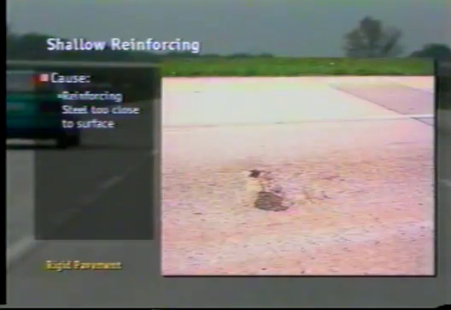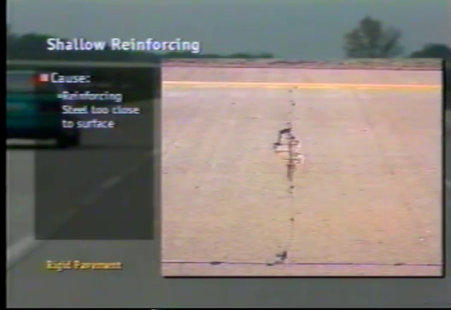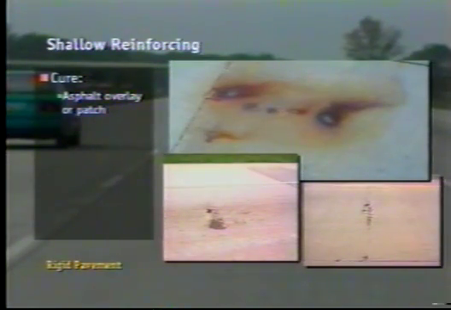Shallow reinforcing is a curious combination of spalling with telltale rust stains in the surface cracks of the slab. The cause for this is the reinforcing steel floating too close to the surface during installation. It doesn't show up until water has had time to seep in and start corrosion in the steel. To cure shallow reinforcing temporarily, an asphalt overlay or patch will suffice. Permanent repair requires replacing the reinforcing steel and making a partial or full-depth repair.